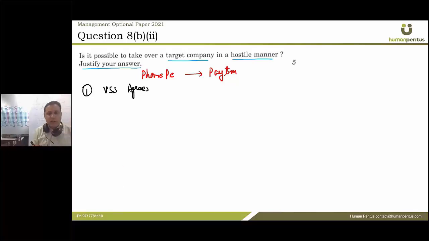Both of them will decide on some price, which will be at a premium to the market price. Both of them will go back to their respective boards, get the consent of the board, and come back, and it is done. If it is done this way, it is known as a friendly takeover.